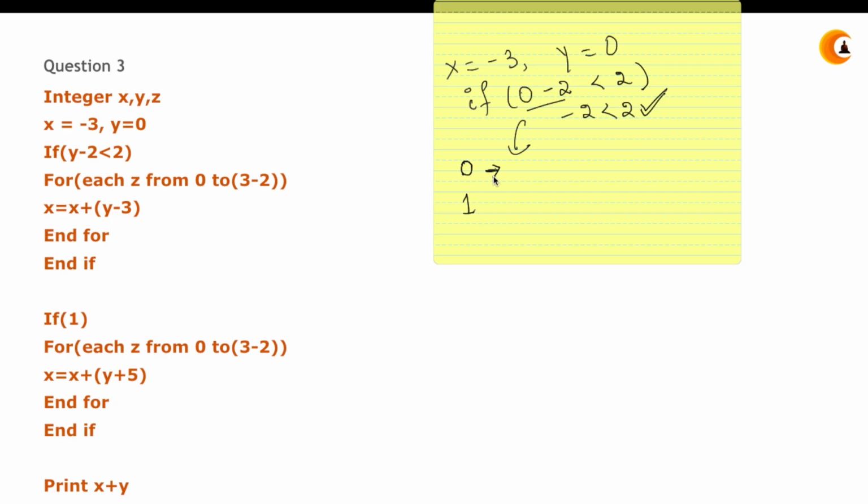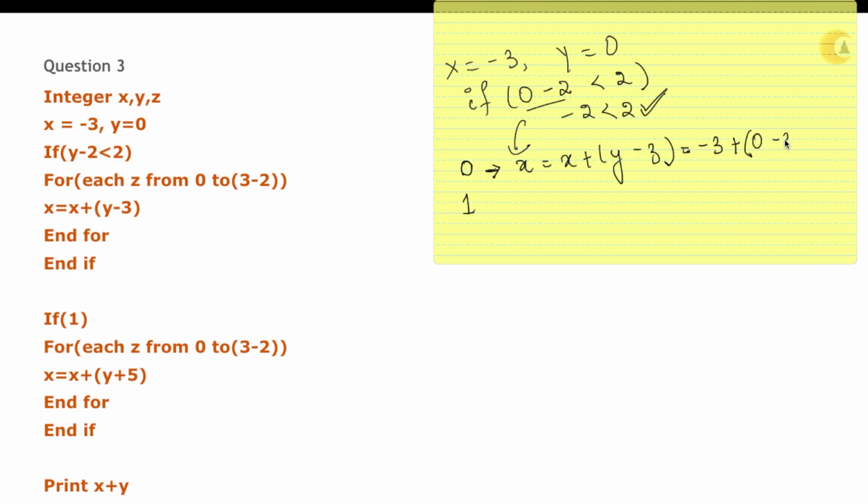So now let's execute for the 0th time. x is equal to x plus y minus 3. So what is the value of x? It is minus 3, plus what is the value of y? It is 0, minus 3. So that means it is minus 3 and minus 3, which is minus 6.